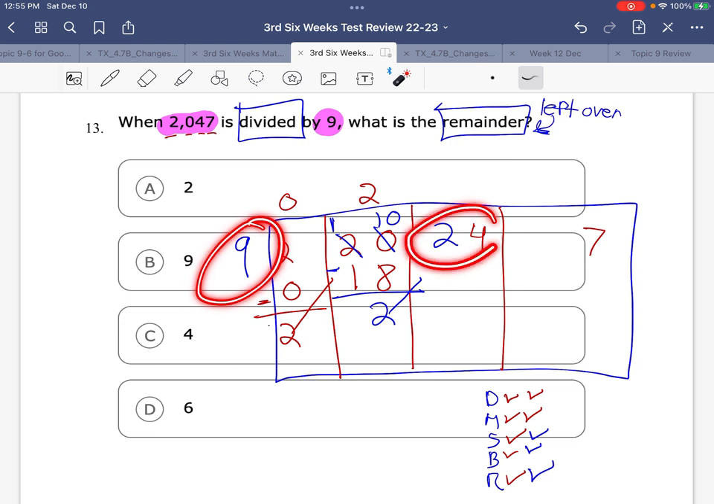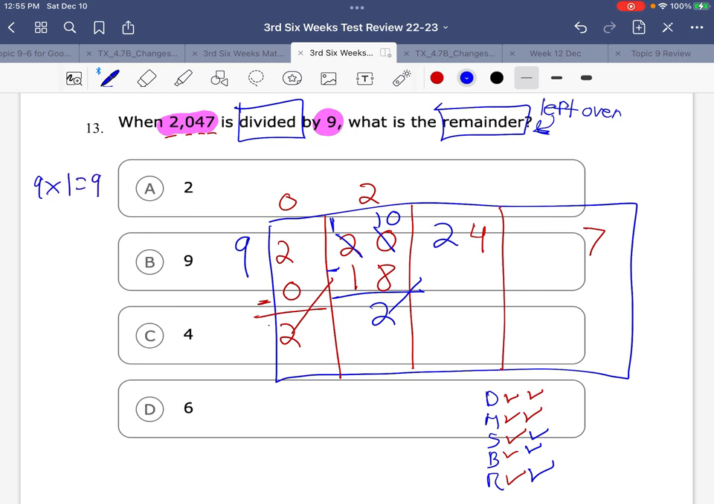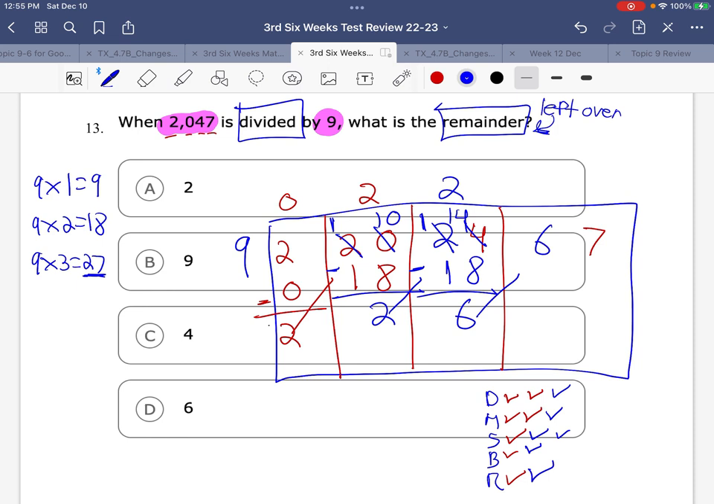9 can go into 24. So in case we don't know, 9 times 1 is 9, 9 times 2 is 18, 9 times 3 is 27. So 27 is too big, so I have to do 2 still. Okay, so I divided. 9 times 2 again is 18. I'm going to subtract. So the 2 becomes a 1. The 4 becomes a 14. So 8, 9, 10, 11, 12, 13, 14. I get a 6. Okay. I subtracted.